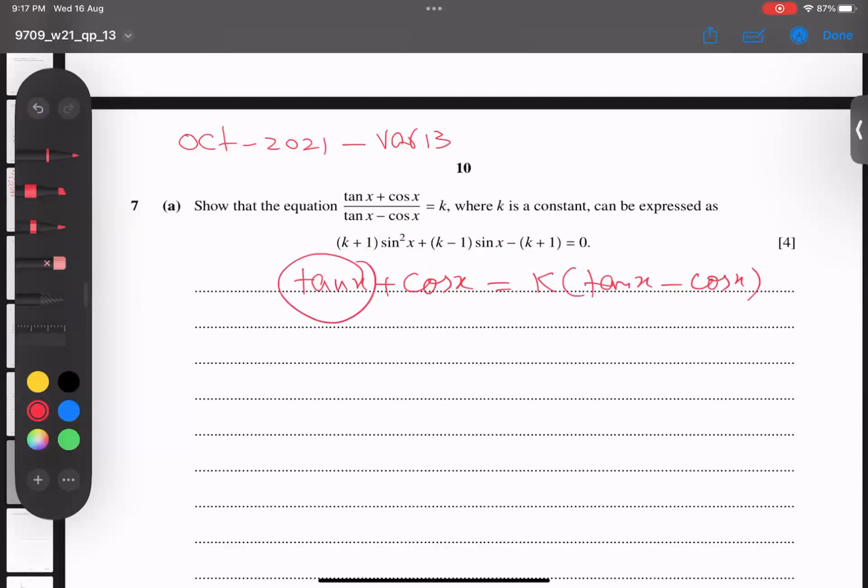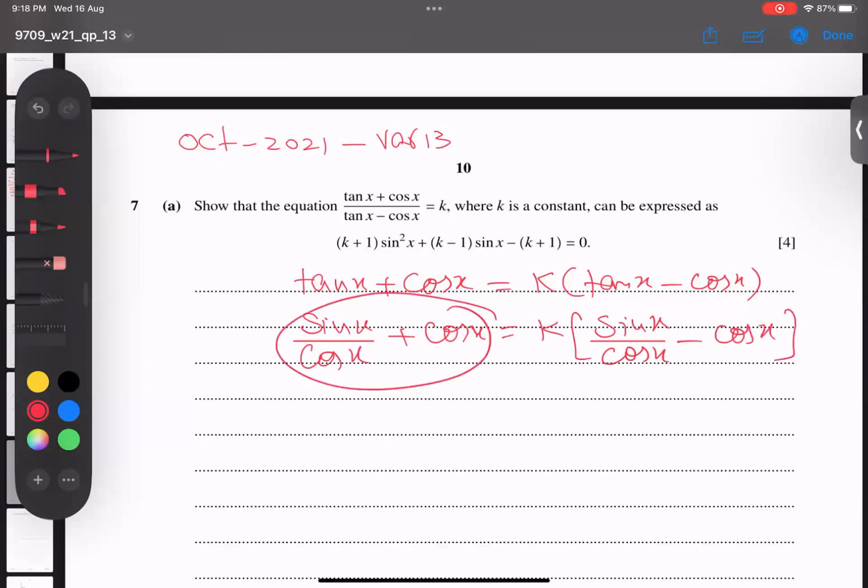Second thing, what is the tan? Tan is sine over cos. So I'm writing here sine over cos. This cos I keep as it is. Again, same story here, this tan is sine over cos. Okay, students, what is the LCM here and what is the LCM here? Very clear. Cos is the LCM on both sides, on the left side and on the right side.